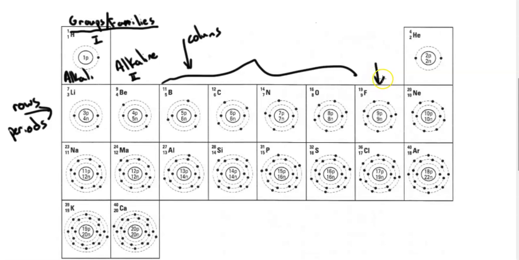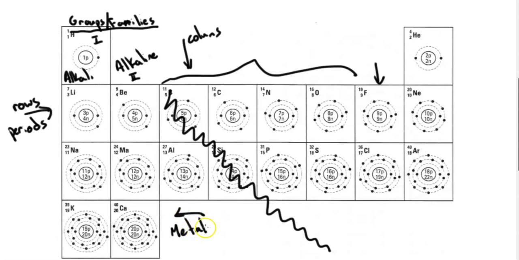What about these ones? Do you know? Staircase. Your staircase over here is actually metalloids. Okay, and so those would be your metalloids. Okay, these are your what? To the left of the staircase? Metals. And to the right of the staircase? Non-metals. There we go.